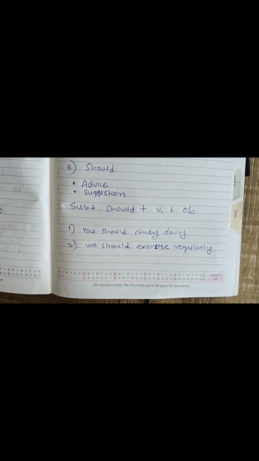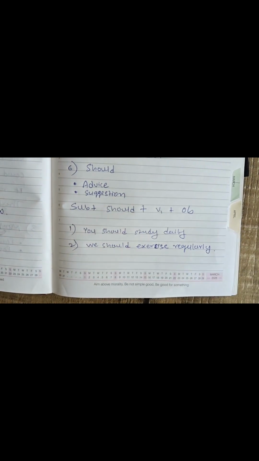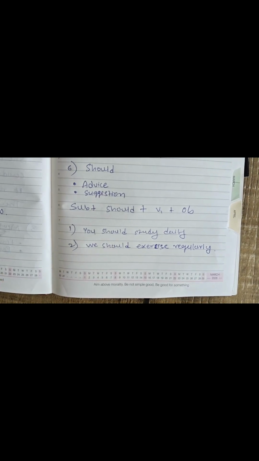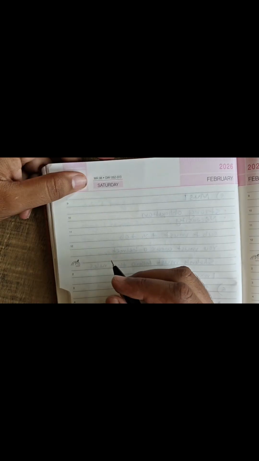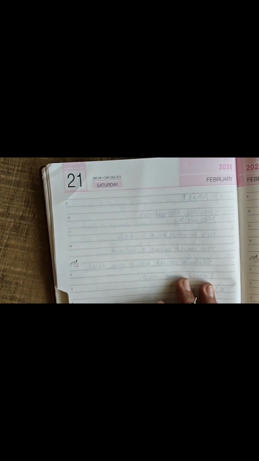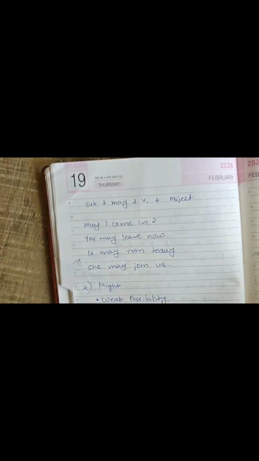We should drink more water. Now the summer season is going on, so we should drink water. We should drink more water as compared to the other seasons. 4-5 liter bottles we should drink regularly, daily. Okay, now let us see the seventh one.